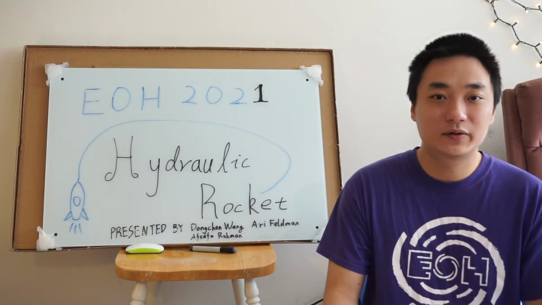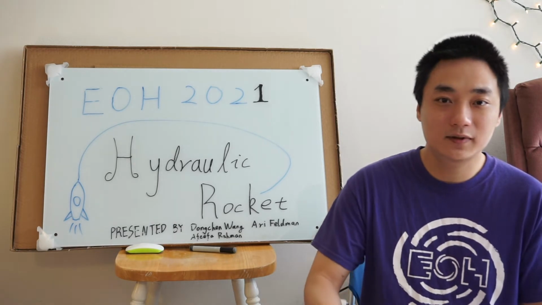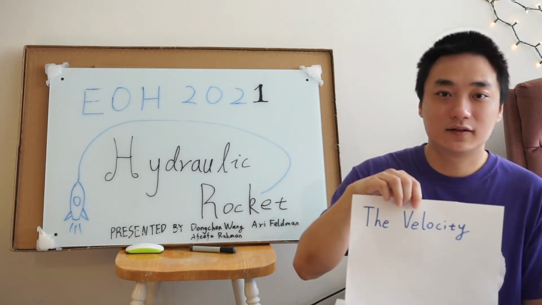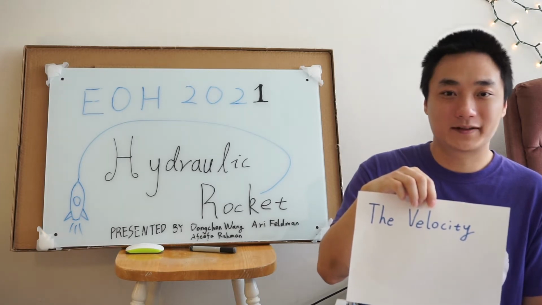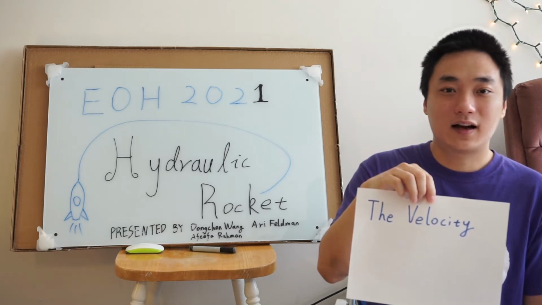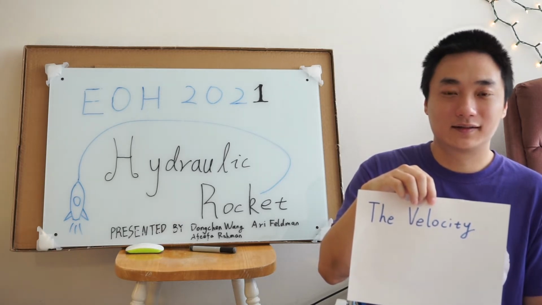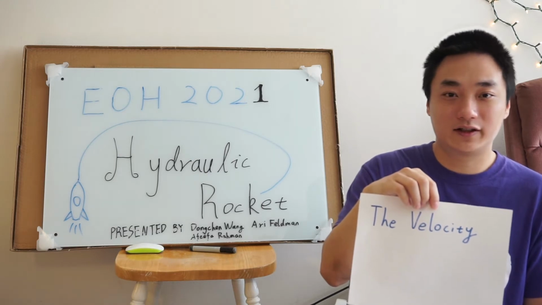First, I'd like to introduce you some basic concepts. The first concept, velocity. The velocity describes the speed of an object. The higher the speed is, the higher the velocity is. Such as cars and the rockets, they're moving at a really high speed and they have very high velocity.